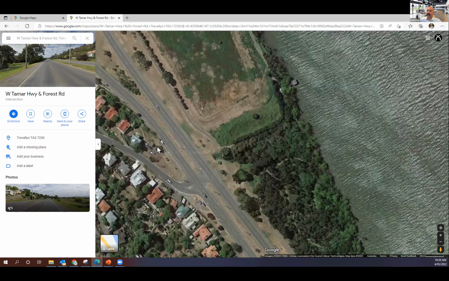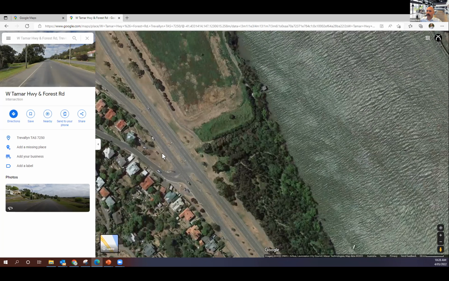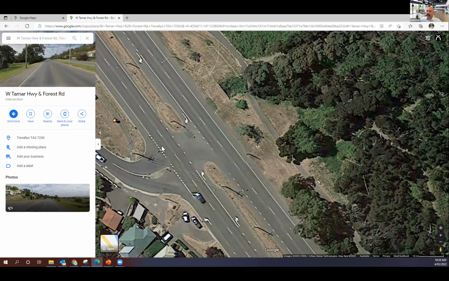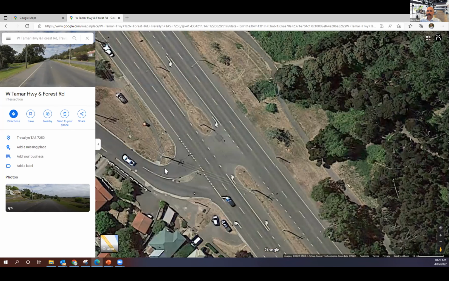Good. Okay, let's go to likelihood of crash now. You already mentioned sight distance challenges. That's very much a likelihood. What else have you got?